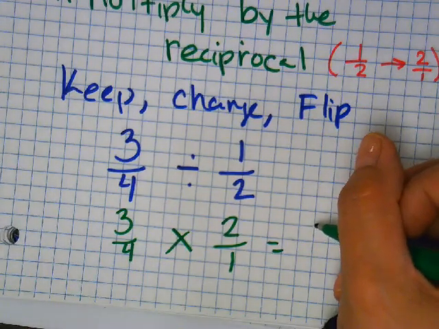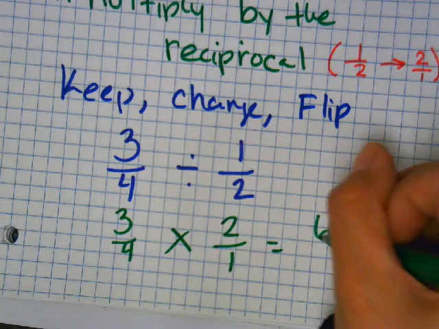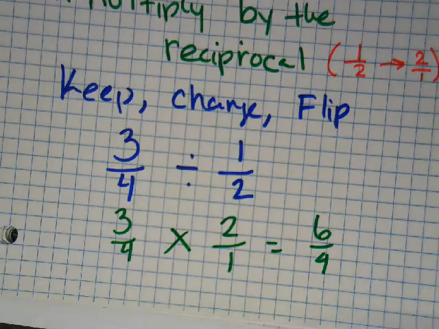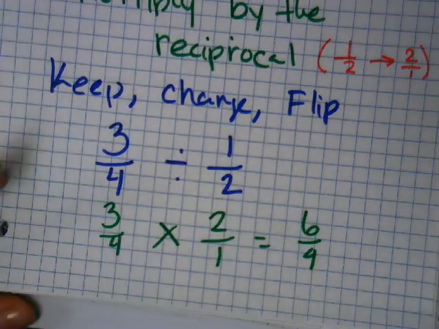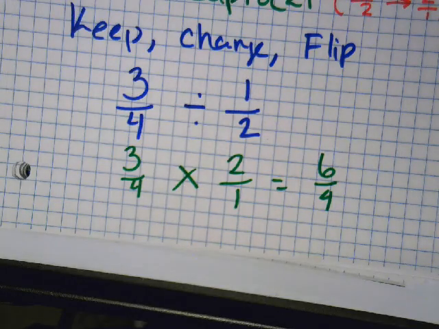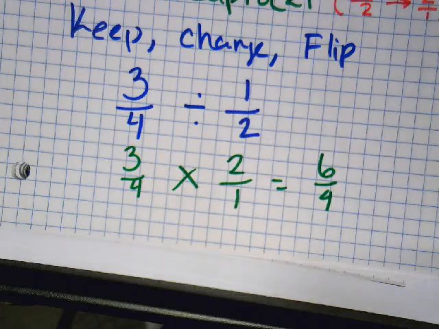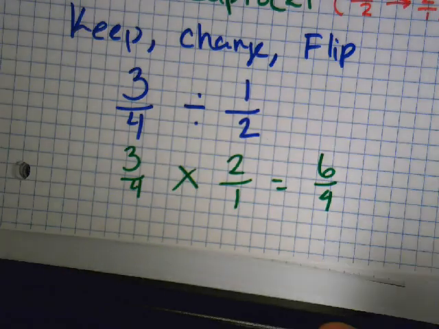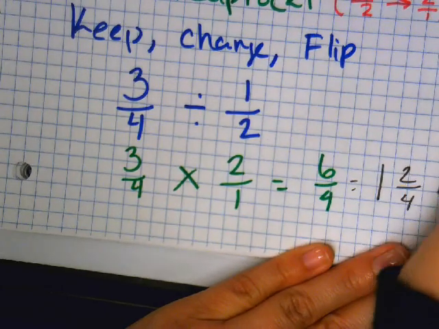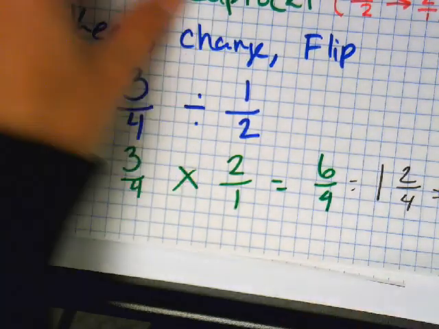6 over 4. Okay. So, 6 over 4 is equivalent to what? What is our mixed number? 1 and 2/4, which is equal to, very good.